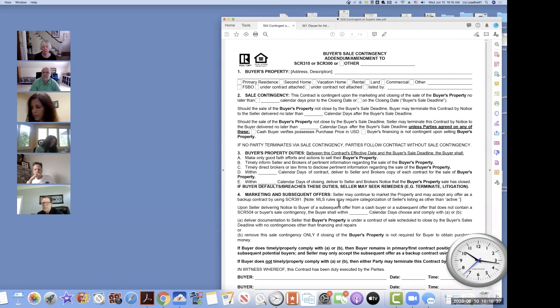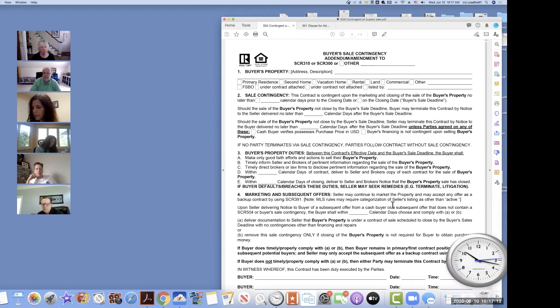Note, MLS rules may require categorization of seller's listing as other than active. And Charleston MLS definitely requires that you put it in as pending. You cannot have it still active on the MLS market. So you need to explain that as well when you're going through this. If you have a listing, the seller needs to understand. Most sellers look at this, seller may continue to market the property, and say, oh wow, okay, I'll go with this because I can continue to have my property active. Wrong, they can't. If it's in MLS, they cannot do that. MLS requires that you mark it pending.